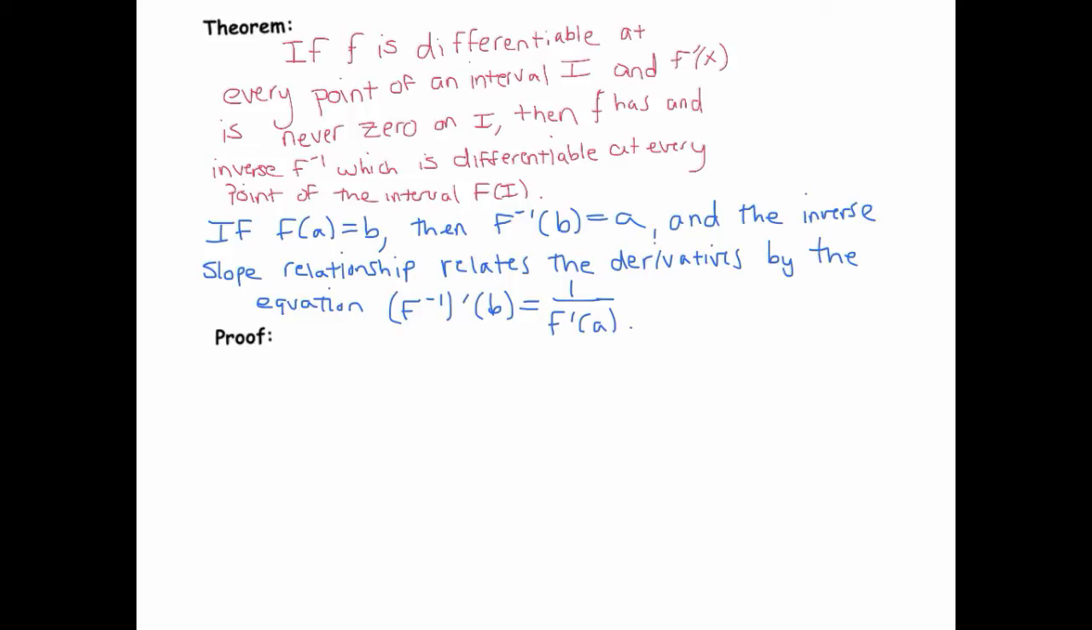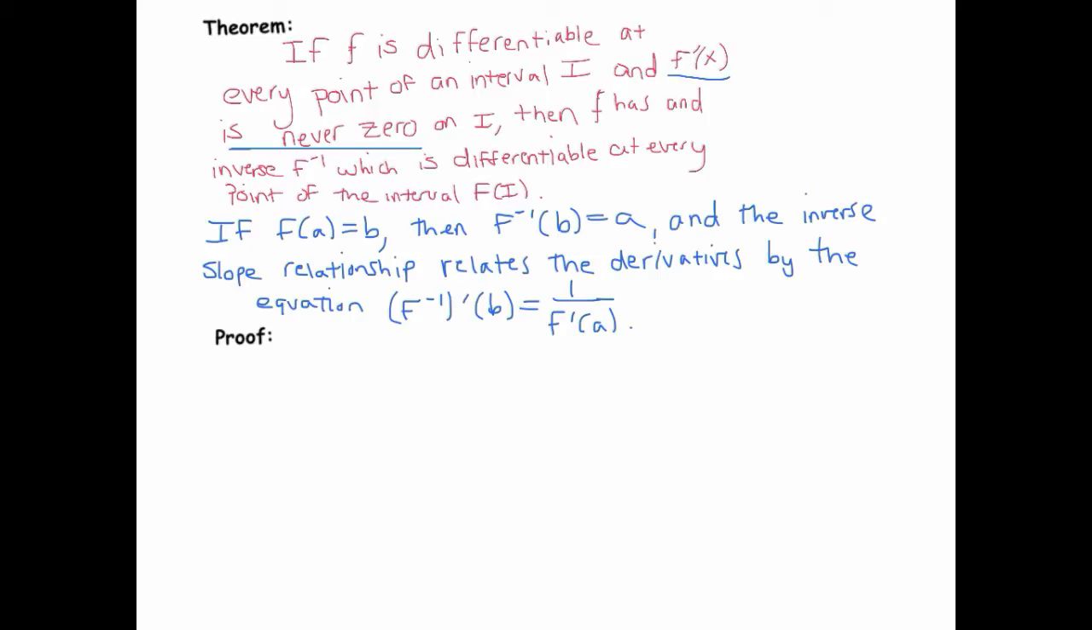So here I've formalized the theorem we've noticed. If f is differentiable at every point of an interval I, and f prime of x is never 0, then f has an inverse, f inverse, which is differentiable at every point on its interval, f of I. The reason we don't want f prime to ever be 0 is because if f prime is 0, we have a horizontal tangent, right? And that means that the inverse, since x's and y's switch, would have a vertical tangent at that point, and that would mean the derivative wouldn't be defined, so the inverse wouldn't be differentiable. So we need to state that f prime can never be 0. And furthermore, there's a relationship.